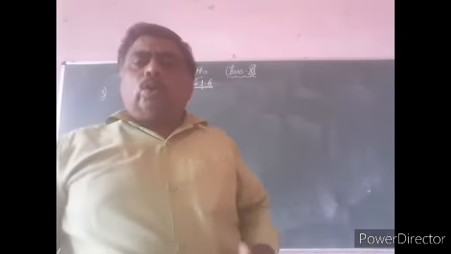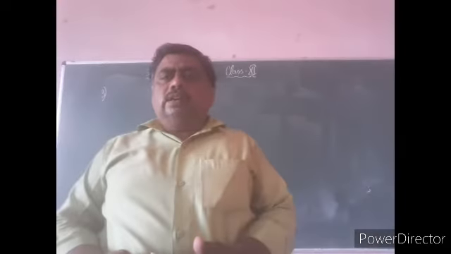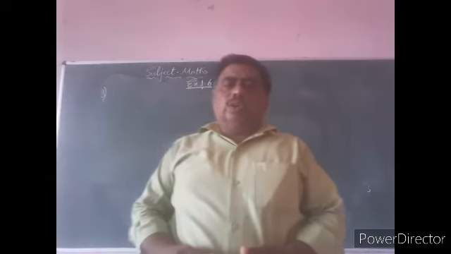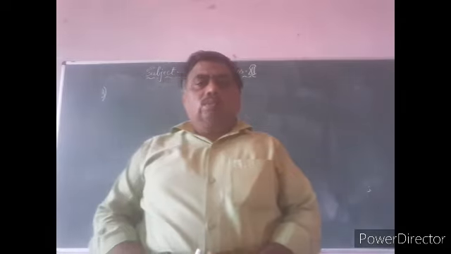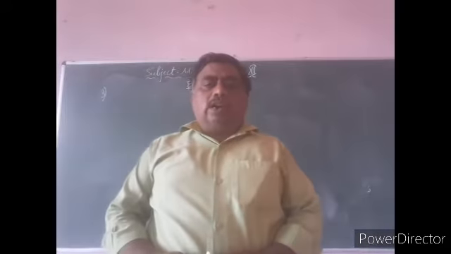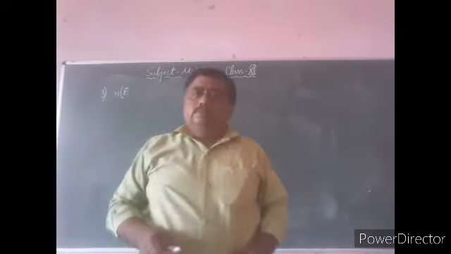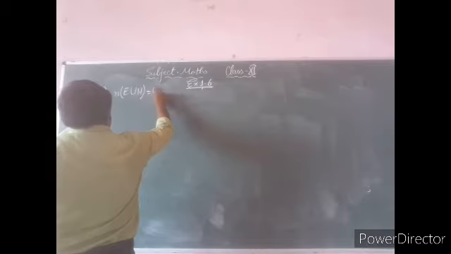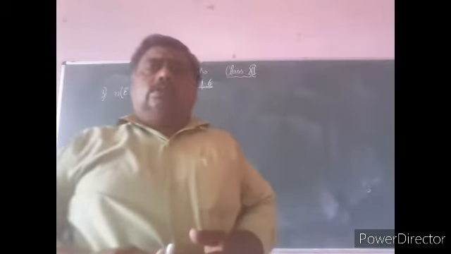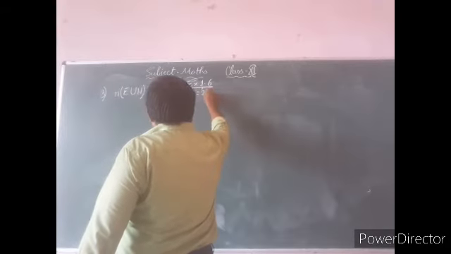Question number 3. In a group of 400 people, 250 can speak Hindi and 200 can speak English. How many people can speak both Hindi and English? Both Hindi and English means we have to find the intersection. So in a group of 400 people, n(H) is equal to 250.